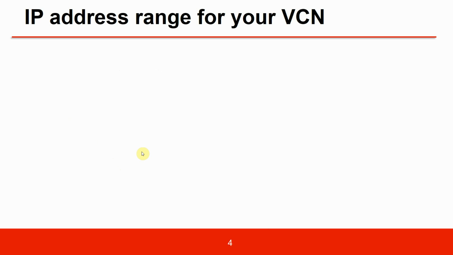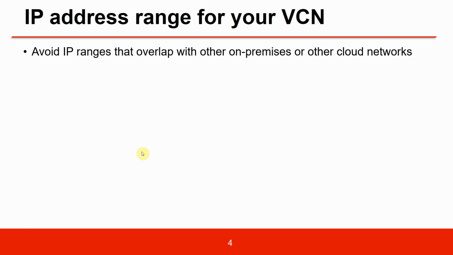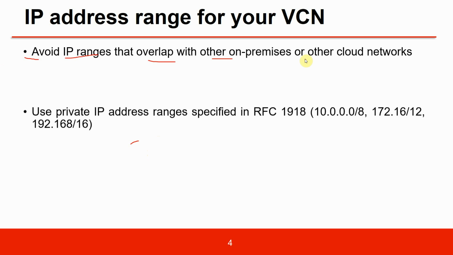IP address range for your VCN. When you create a VCN, avoid IP ranges that overlap with other on-premise or other cloud networks, because that will create conflict and you yourself will be confused, because Oracle will not prohibit you. It will allow you to create, but then because it uses the OCID of the resources, not the names, it will be your choice. It is recommended that you don't use an IP range that overlaps with other on-premise or other cloud networks.